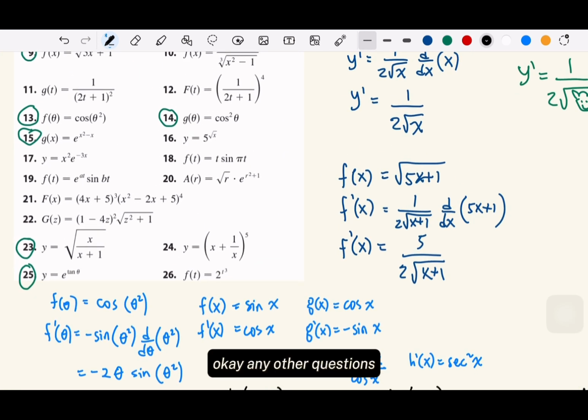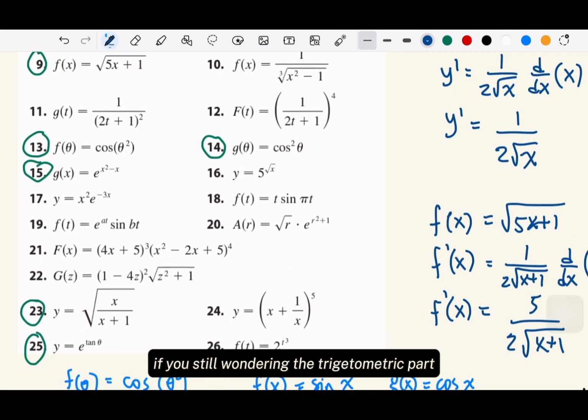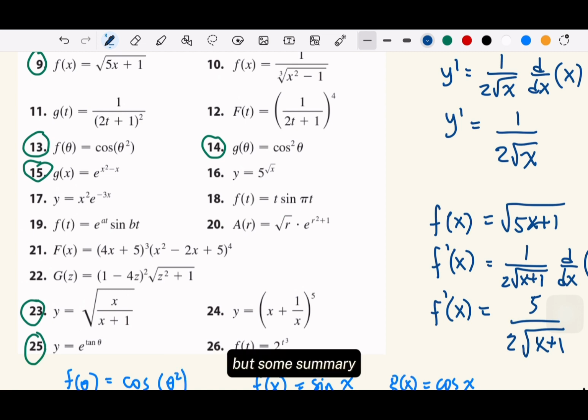Okay, any other questions? If you're still wondering about the trigonometric part, it means that you need to have some background in trigonometry, okay? Which I cannot provide all in this part. But I will provide some summary.